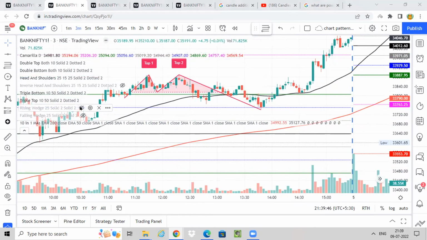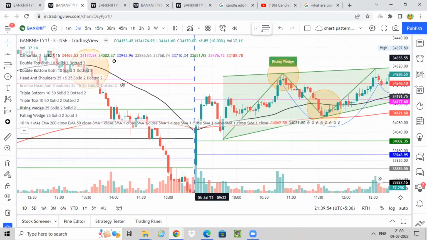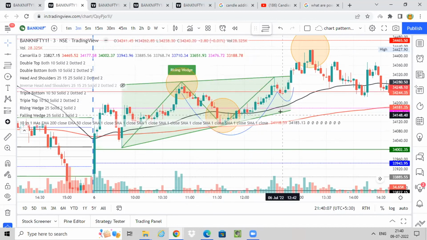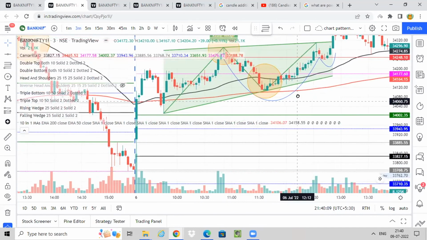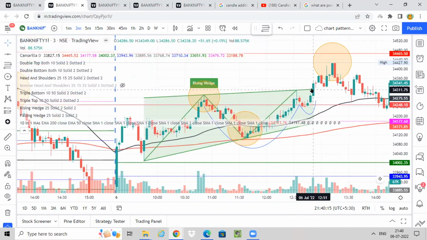Now we'll look at wedges. See, these are the wedges. Here, it gives higher highs, with two trend lines converging. This is the first trend line, this is the second trend line, and here it gave a signal, a breakout at this point, 1251. But it was a short-lived breakout.